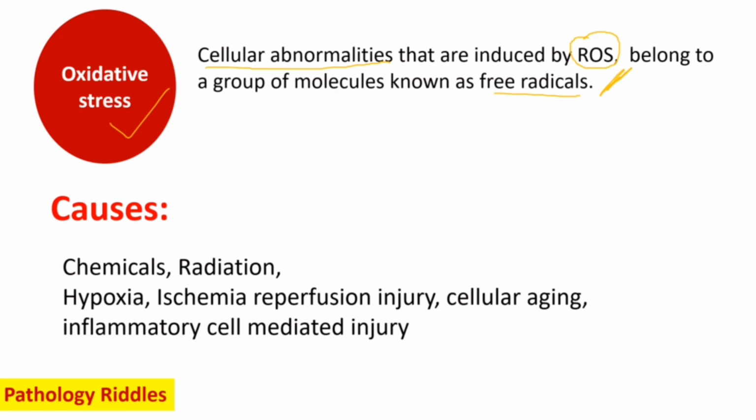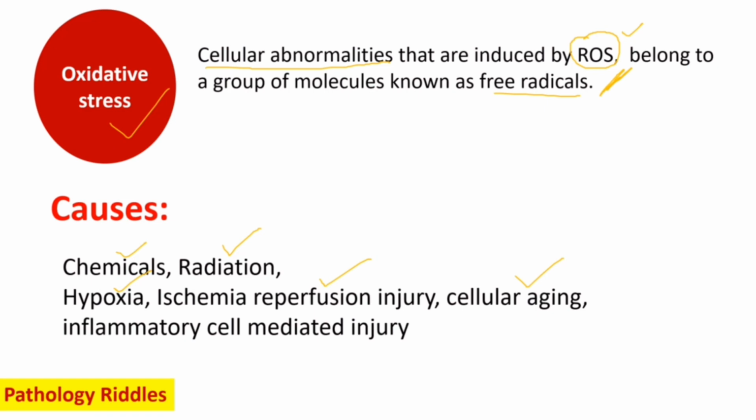So what causes this production of reactive oxygen species? They could be caused by chemicals. They could be caused by radiation. Even hypoxia or decreased oxygen can cause the production of reactive oxygen species. Even ischemia reperfusion injury, that is when the blood supply is less and then we try to reperfuse that area, that is increase the blood supply or increase the oxygen, at that time there can be more production of reactive oxygen species. Even cellular aging can increase the reactive oxygen species production.